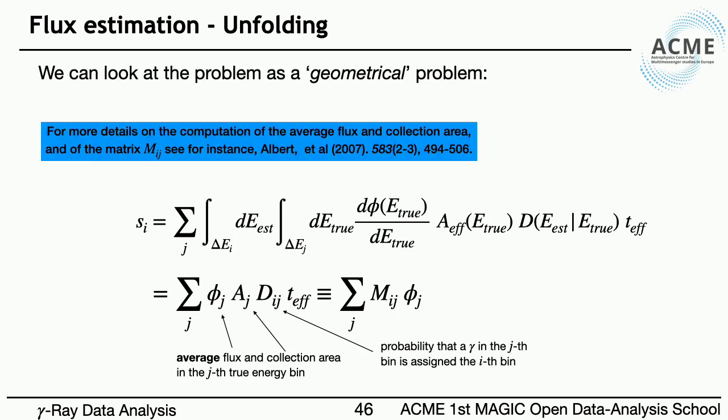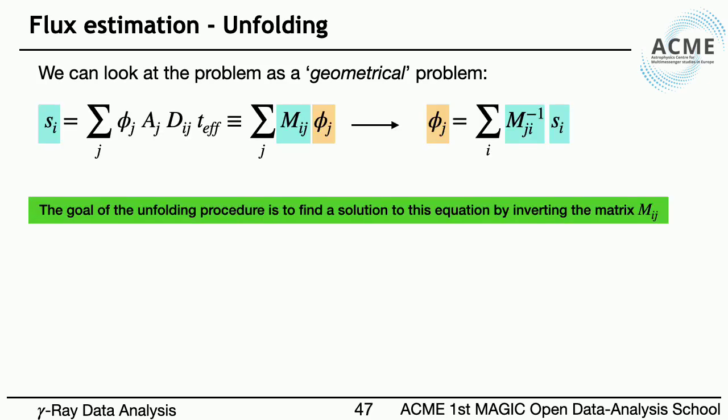Now, there are many details that I skipped and am not going into. But for more details on how to compute these quantities, you can look at the MAGIC unfolding paper, which was published in 2007. So, the goal of the unfolding procedure is to find F_j, where j, remember, runs over the true energy bins, from the measured S_i, whose estimation has been discussed in the first part of this lesson. So we need to invert this relation as shown here in the expression on the right.